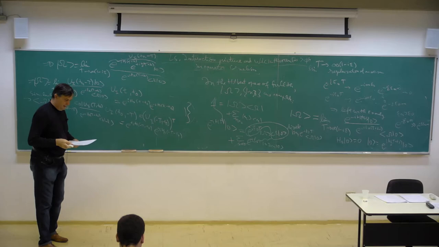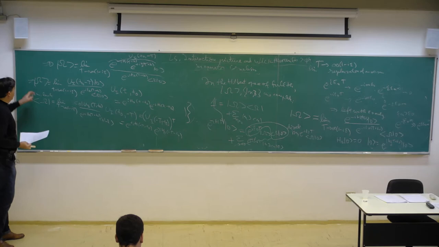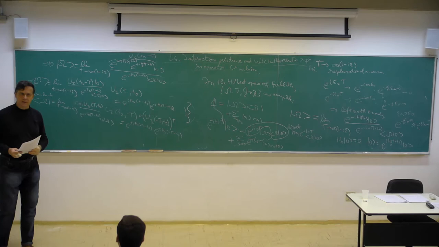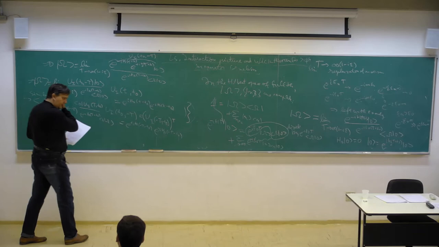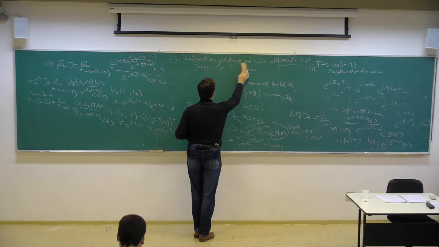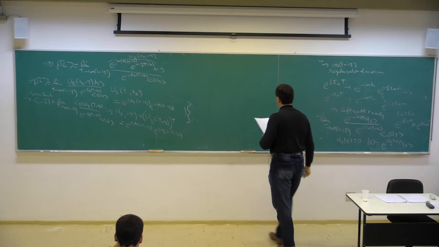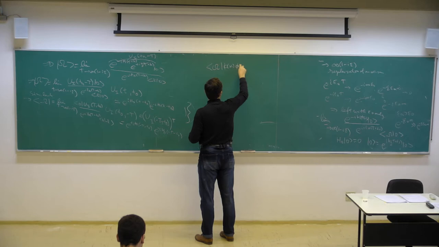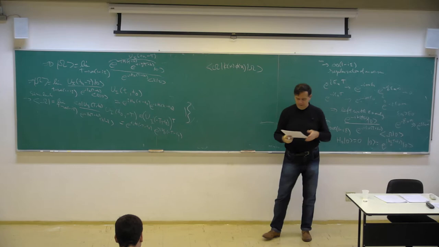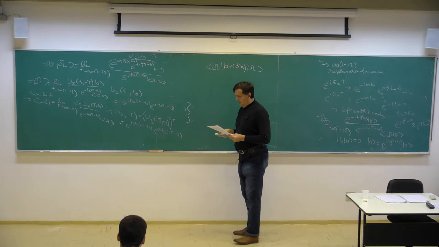But the reason I wrote this is because now I want to relate the two-point function in the full theory with the two-point function in perturbation theory. So the two-point function in the full theory was ⟨Ω|φ(x)φ(y)|Ω⟩. Actually, it was with time ordering. But for the moment, let's consider it like this.